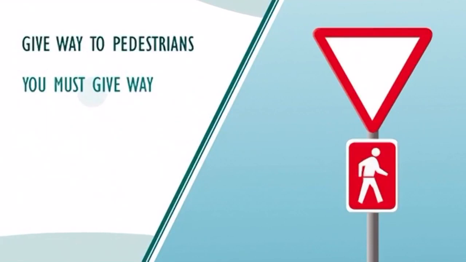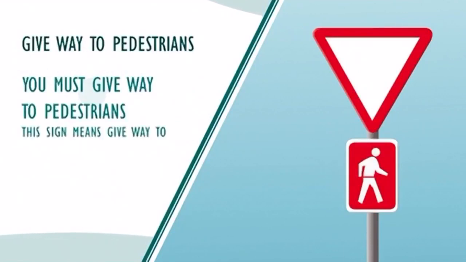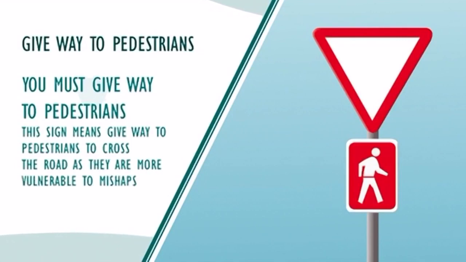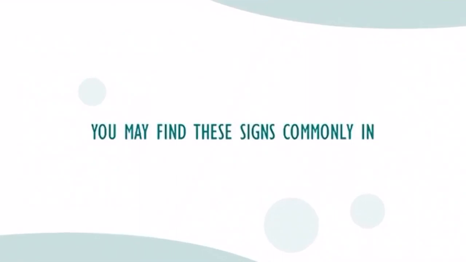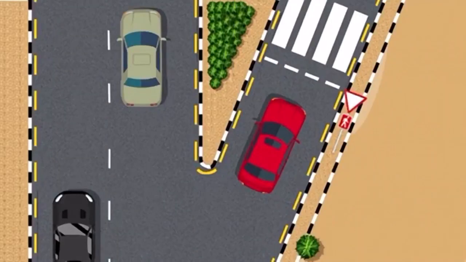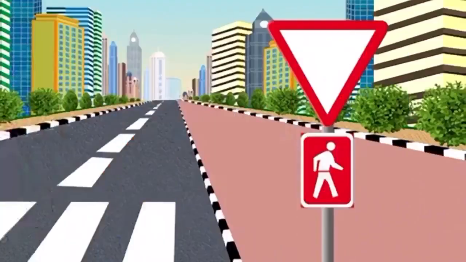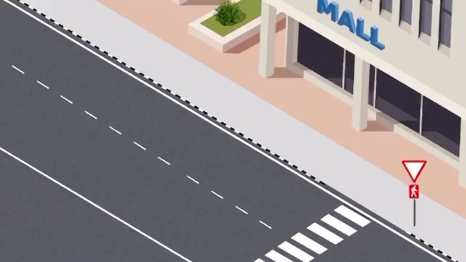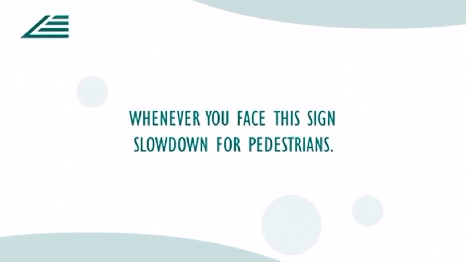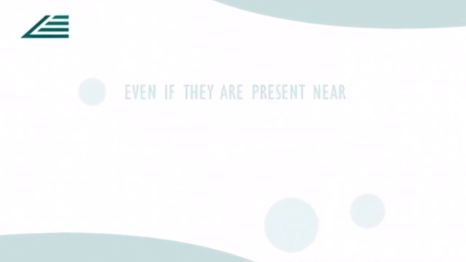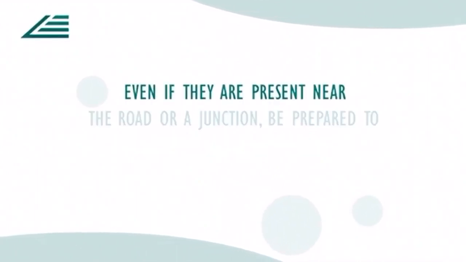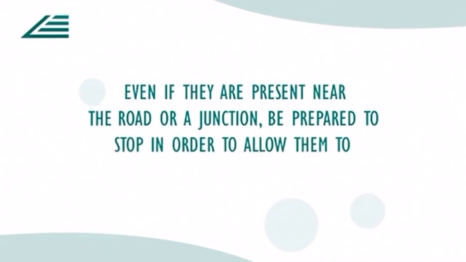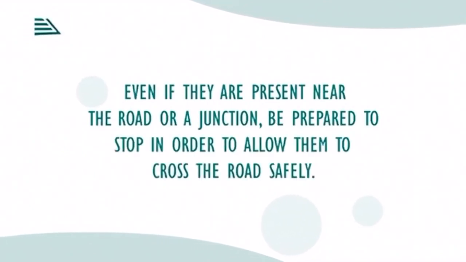You must give way to pedestrians. This sign means give way to pedestrians to cross the road, as they are more vulnerable to mishaps and are not protected. You may find these signs commonly in slip lanes, residential areas, urban areas, places of worship, parks, and shopping malls. Whenever you face this sign, slow down for pedestrians. Even if they are present near the road or a junction, be prepared to stop in order to allow them to cross the road safely.